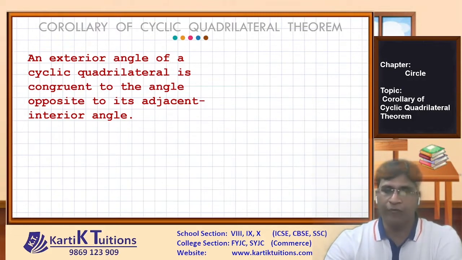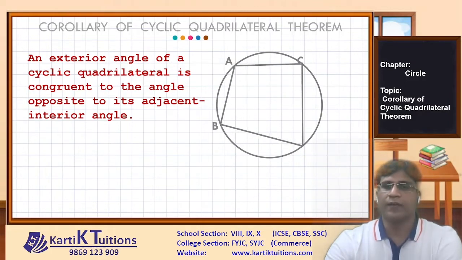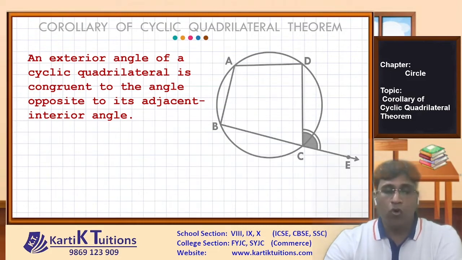Now let's have a look at a figure for this. I have a circle. I take a cyclic quadrilateral ABCD. Now here, if you observe the beginning of the statement, it says an exterior angle of a cyclic quadrilateral. So I'll extend BC to point E, because I want the exterior angle. Now here, the exterior angle you get is DCE. Let's have a look at the statement once again. An exterior angle of a cyclic quadrilateral is congruent to the angle opposite to its adjacent interior angle.